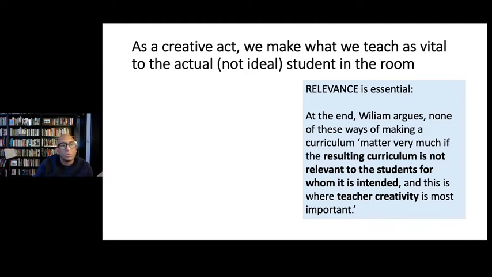Or what does Stewart Lee say? With stand-up comedy, you play the room. You don't complain about the audience. Whatever the room is, that's who you work to. And at the end of his document, he talks about relevance, and he says, look, all this thing he has talked about means little if the curriculum isn't relevant to the students. And this is why teacher creativity is so important.